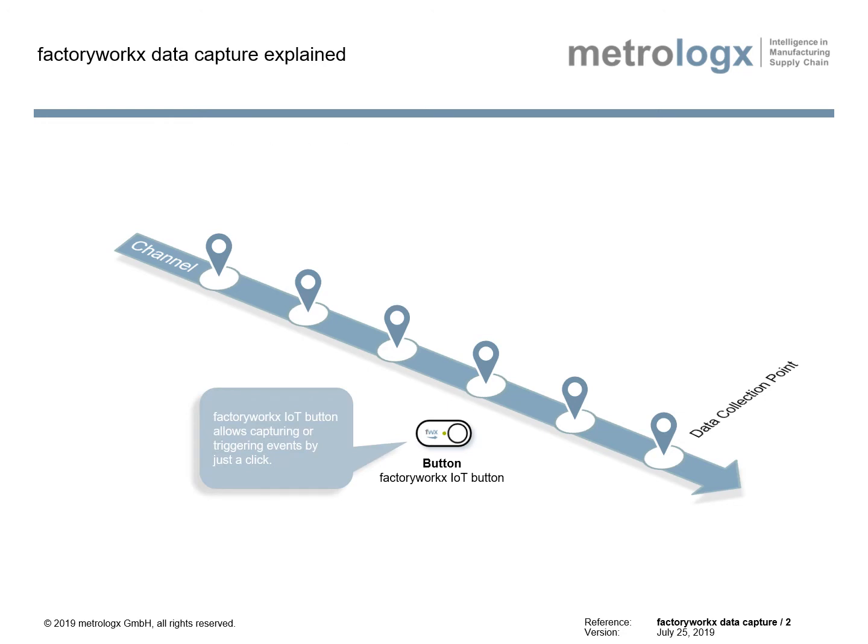The simplest form to capture data or to trigger events is by using the factoryworkx IoT button. It takes just a click. It can be used to make a Kanban call or just to notify maintenance about equipment downtime.